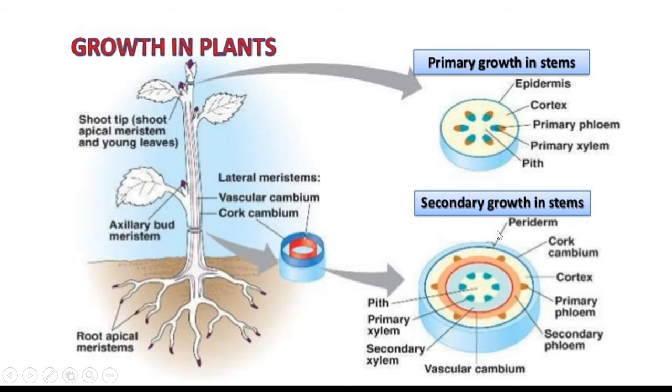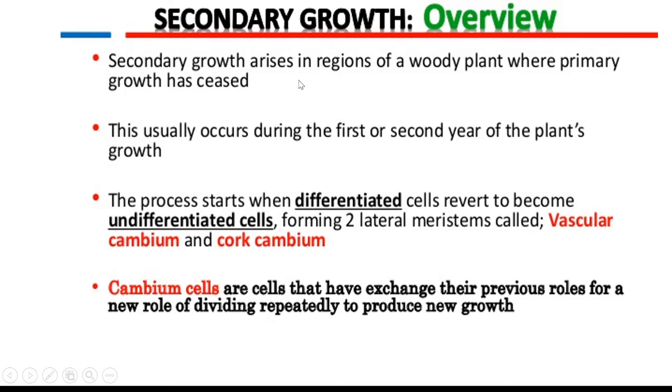When the secondary growth happens, this is the transverse section of the stem. See, there are new kinds of tissues formed. So how does this occur? The process starts when differentiated cells revert to become undifferentiated cells, forming two lateral meristems called vascular cambium and cork cambium. These are the two main tissues responsible for secondary growth in plants, that is vascular cambium and the cork cambium.